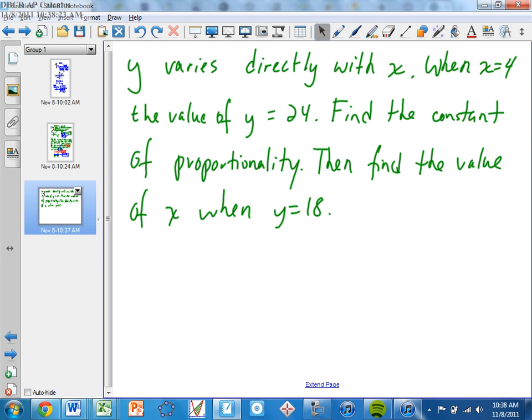Now, that big word there is proportionality. I'll define what constant of proportionality means in a second. Again, I'll define this term in a minute. I'll give you another minute to write it down.